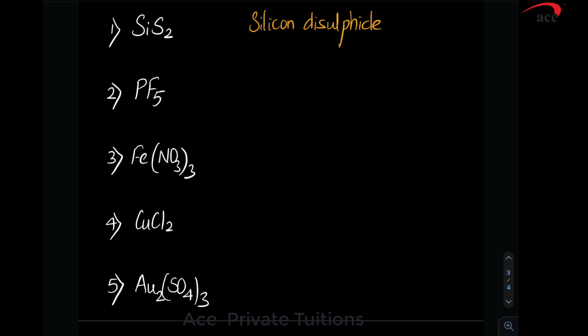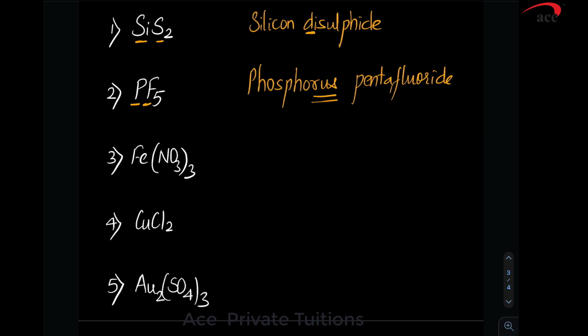On that ground, this compound gets the name silicon disulfide. The word di is used because it is a metalloid and a non-metal. Coming to the next one, phosphorus pentafluoride. The penta word will be there because they are non-metals. Just check, the correct spelling of phosphorus is P-H-O-S-P-H-O-R-U-S.